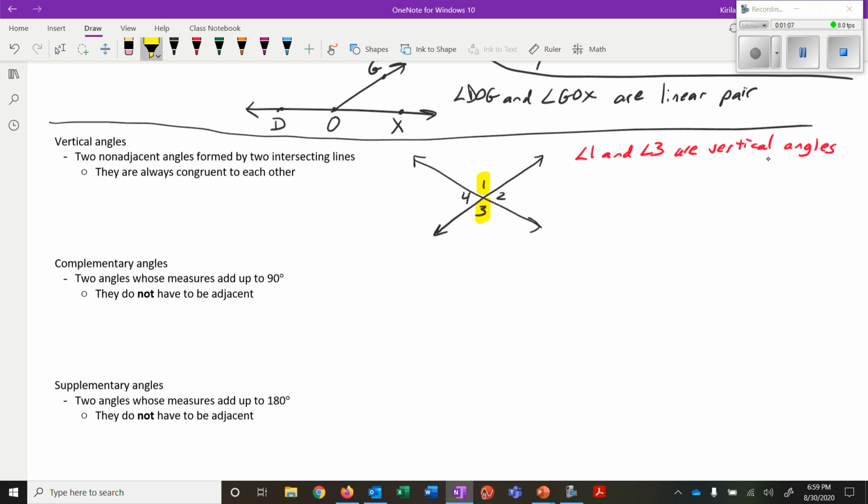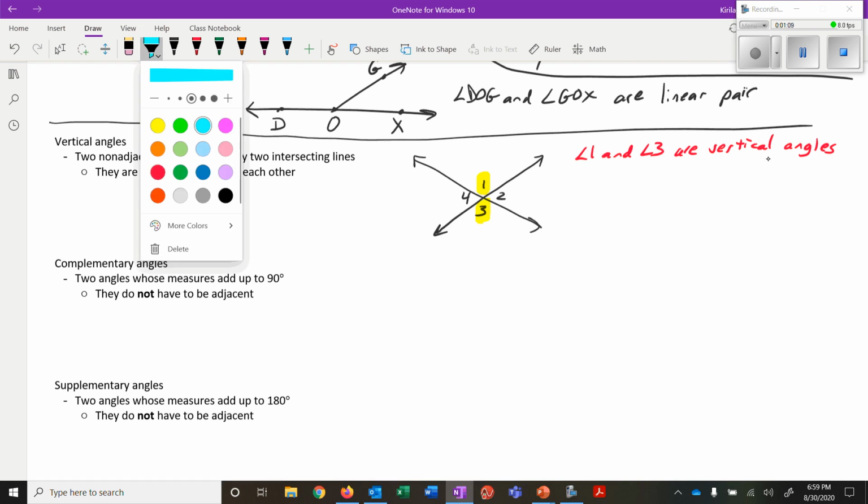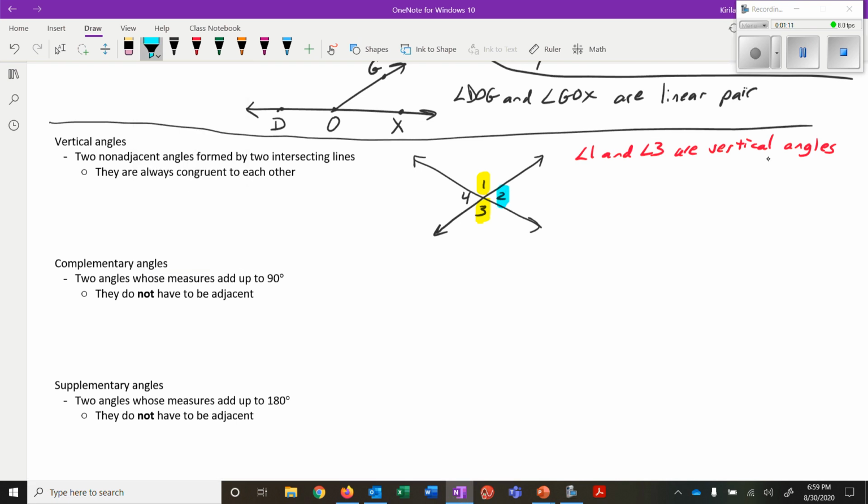But that also means that I have a second pair. If I look at angle 2, it is vertical with angle 4. So angles 2 and 4 are vertical angles. And that's usually where students are really good, when we have a picture with just two intersecting lines.